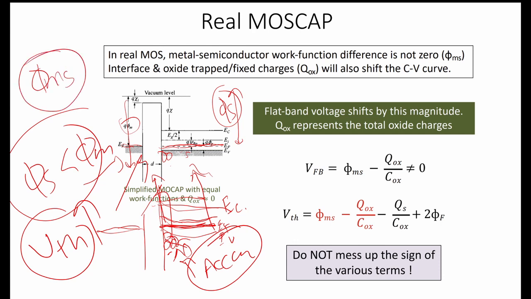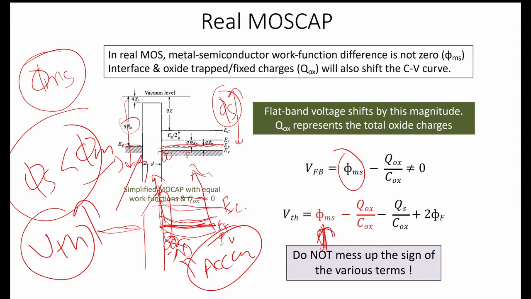The difference between the metal and semiconductor work function. That much voltage we need to apply to make the bands flat initially. So this much voltage we need to add: phi m minus phi s.